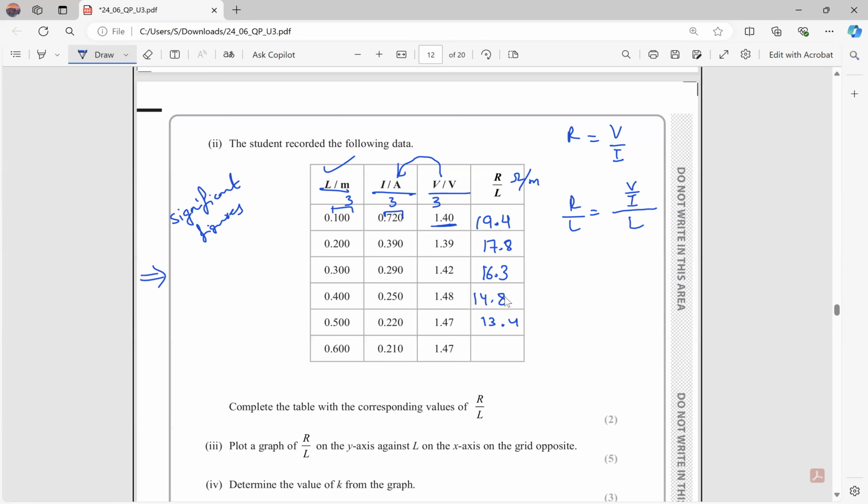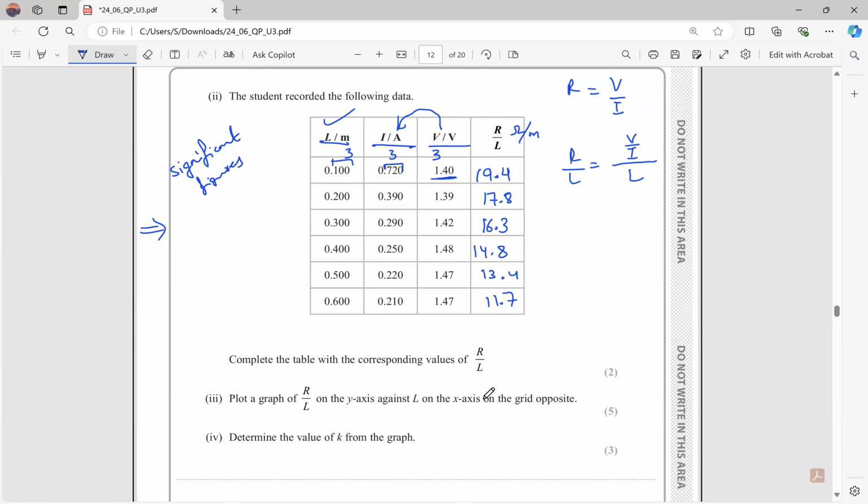1.47 divided by 0.210 divided by 0.6. 11.7. It was 11.66 recurring. So I just rounded off. So it's 11.7 for 3 significant figures. So that's R over L.